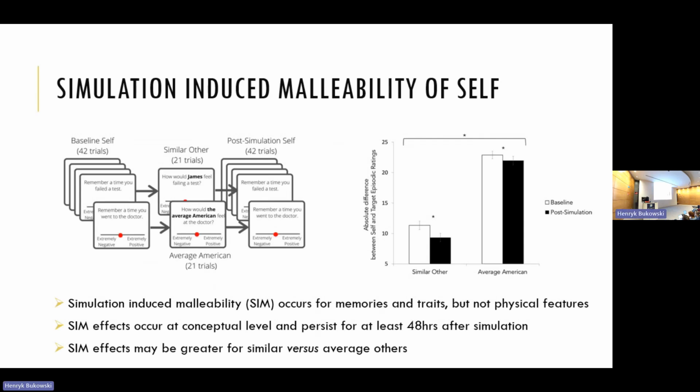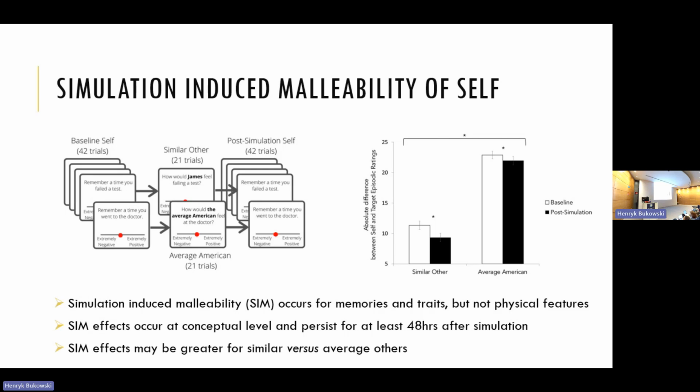Across a range of different studies, this effect of simulation-induced malleability has been quite well replicated. It's been suggested that it is very robust when you're thinking about your own memories, so when you have to recall some personally relevant information and how you felt about it. Also, when you're thinking about your own personal traits, so how friendly you think you are, how sociable you think you are, and so on. But it doesn't occur if you're thinking about your physical characteristics, so how blue your eyes are, or how long your nose is. So it's very much a social memory-dependent effect.